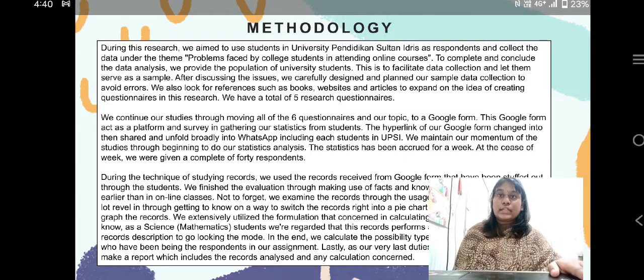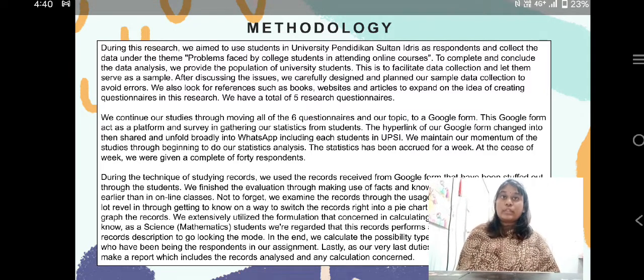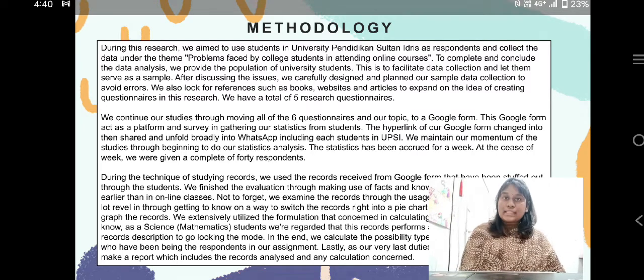During the process of analyzing the data, we used the data received from Google Forms that had been filled out by the students. We finished the evaluation by applying the knowledge that we learned earlier. Not to forget, we examined the data using Microsoft Excel. We extensively used the formulas concerned with calculating the variance too. As science and mathematics students, we know that these data play a critical role.